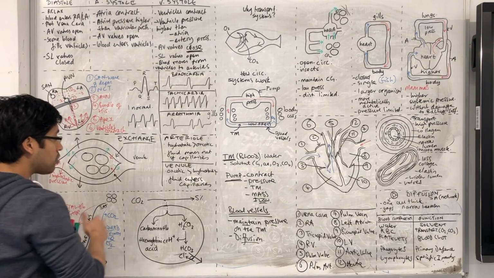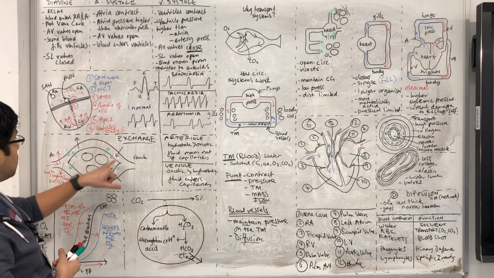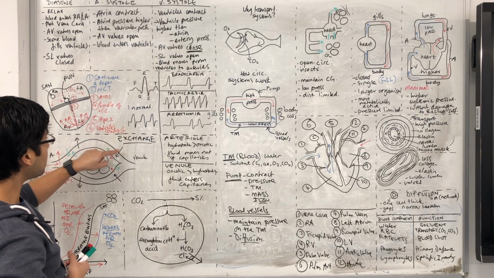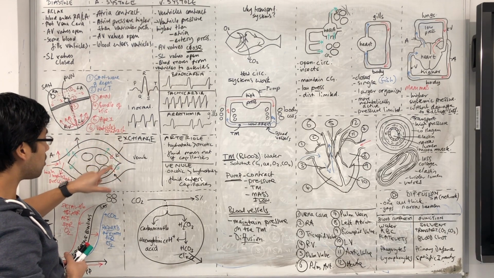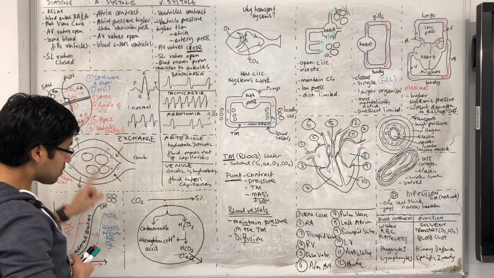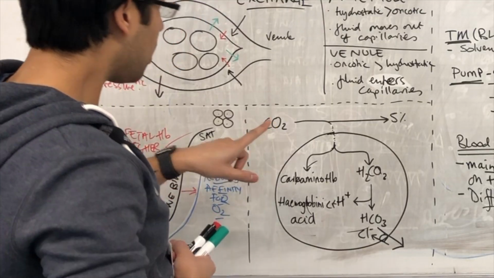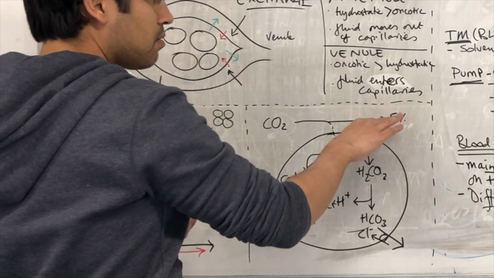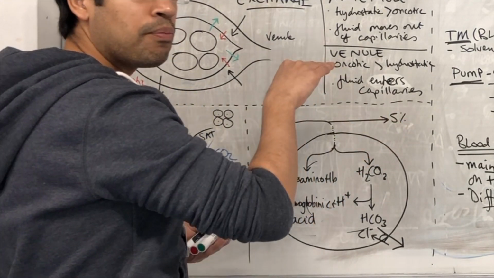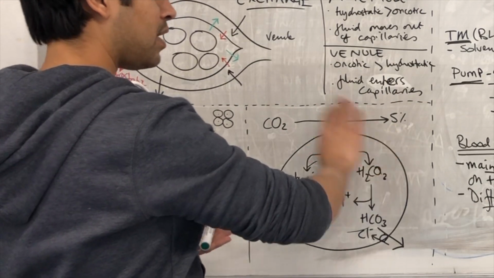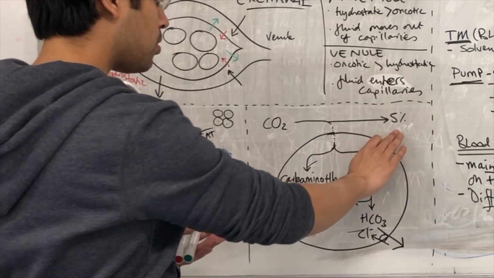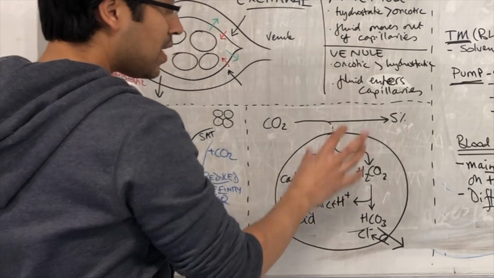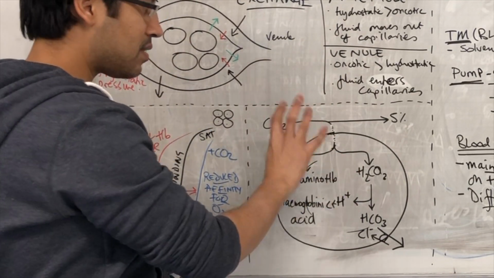So when CO2 is picked up, as the CO2 diffuses into the capillary at the venule side of the capillary network, what happens? So CO2, 5% of it is dissolved in the plasma of the blood, just as dissolved CO2. But most of it diffuses into the red blood cell.